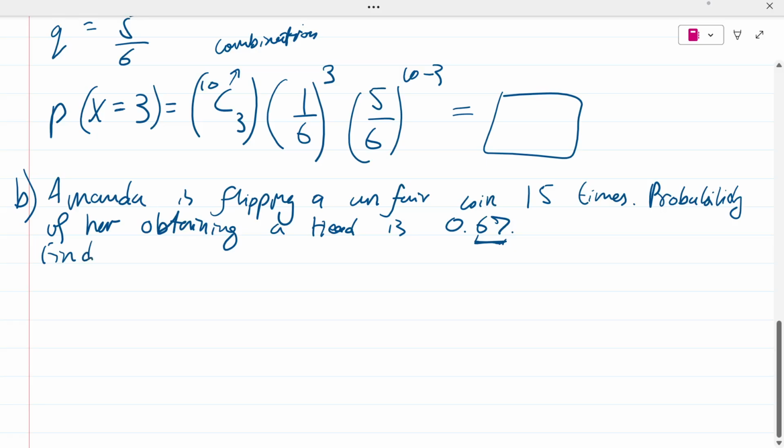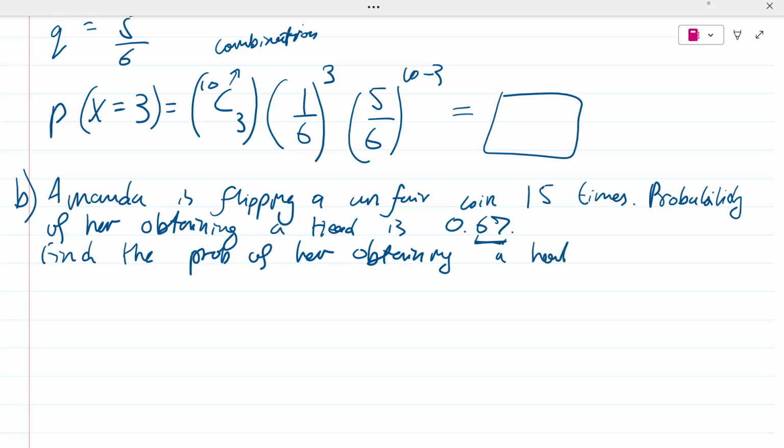Find the probability of her obtaining a heads 5 times, right? So out of the 15 times she's going to flip the coin, she must obtain a heads 5 times, right?